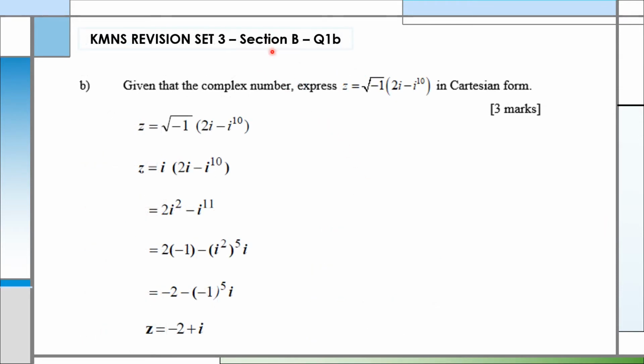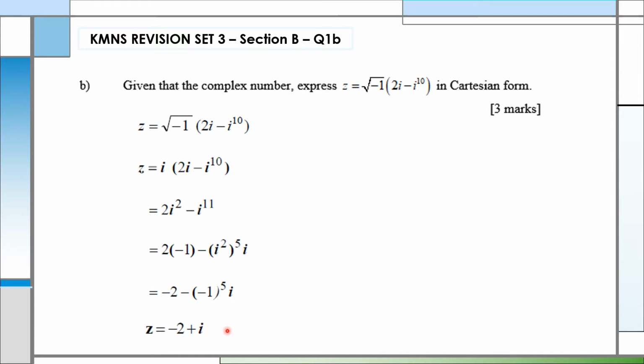In set 3 as well, question 1b asks you to express Z in Cartesian form. Many of you have asked what a Cartesian form is, because you already know what the polar form is: polar form is in the form of r cos theta plus i sin theta. But Cartesian form is just in the form of a plus bi, where we separate the real and imaginary parts. So this is the Cartesian form.